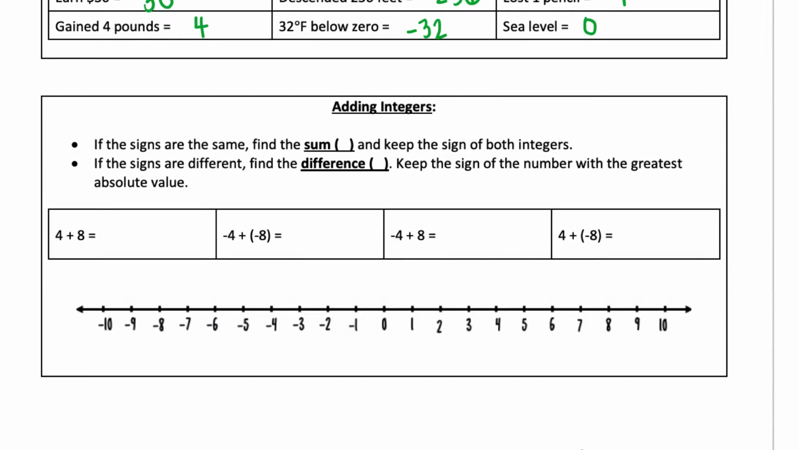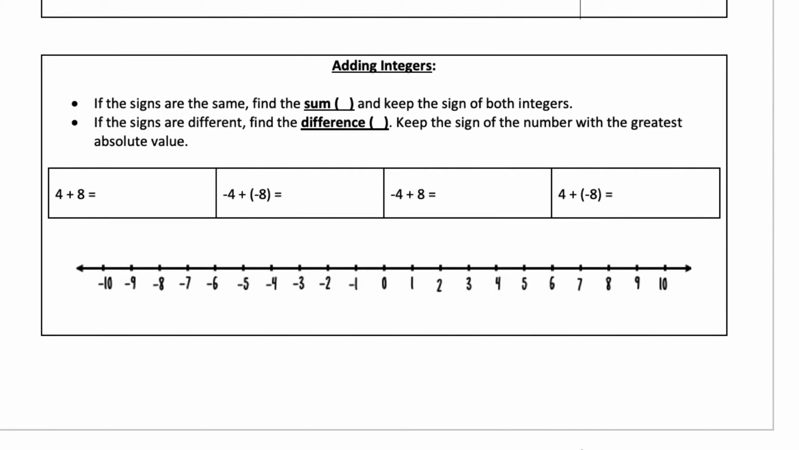So we're going to practice with adding integers. You already know how to add two numbers that are positive. When we talk about adding negative numbers with that, the rules get a little bit different. So we have to think about, are the signs the same or are their signs different? If the signs are the same, let's focus on that first. You'll just find the sum, which means we add, and keep the sign of both integers.